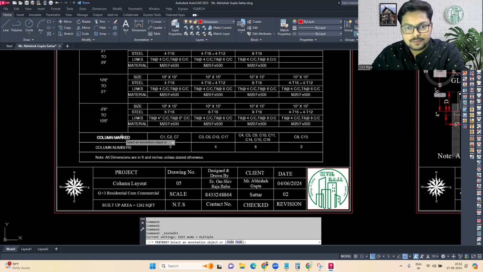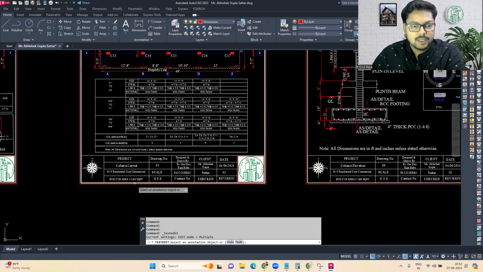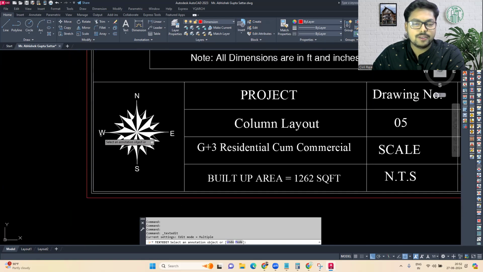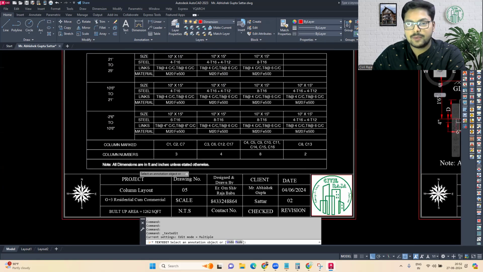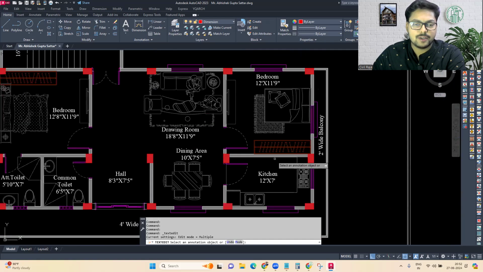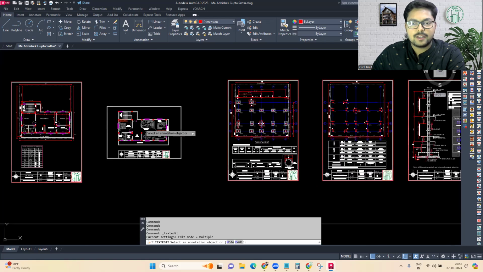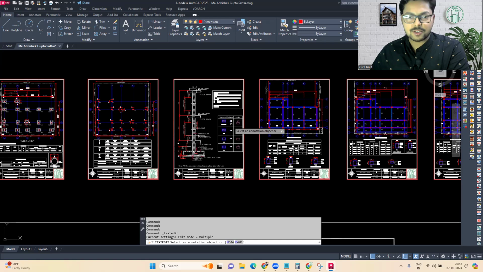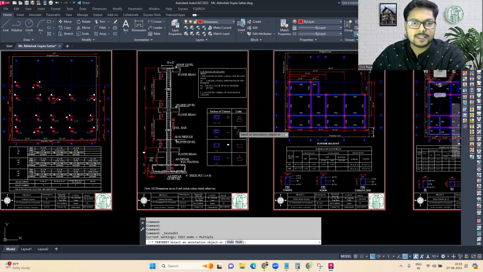Now, over here we have our client details and the direction of the plot and everything. The direction that you can see from here is needed only for our architectural plans, which is this one. But for the column layout it is quite good. Now we will move ahead to the column sections. These are the sections of the column.